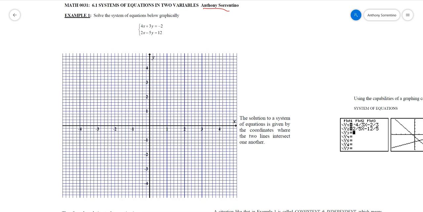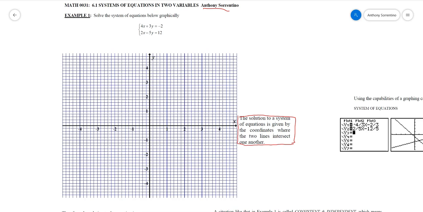When you deal with situations like this, essentially what we're looking for, when we want to solve a system of equations, as it states right here, the solution from a graphical standpoint is given by the coordinates where the two lines intersect one another. So if I would graph each of the lines and see where they intersect, that intersection point would be the solution. The issue is that there are some problems with graphing it, and we're going to see those a little bit in this part right here.